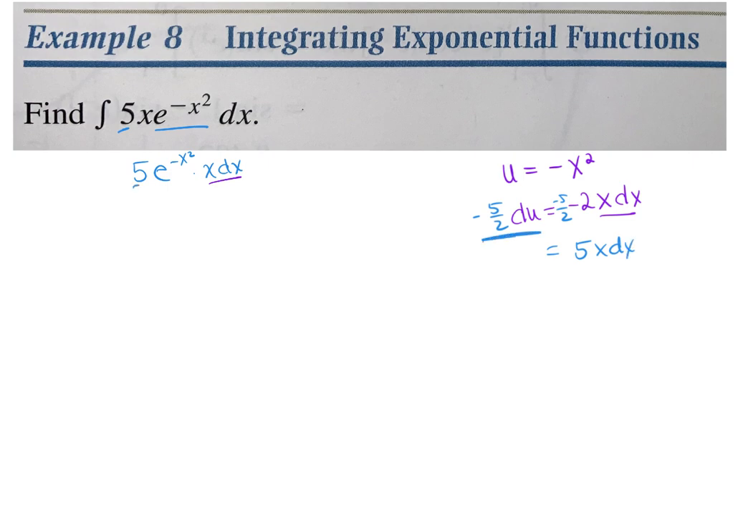So I'm going to replace this with that. So I'll say negative 5 halves, that's going to account for that 5x dx, e to the u du. e to the u is just e to the u when I take my antiderivative. So I have negative 5 halves, e to the, instead of u, I'm going to say what my u was, negative x squared plus c.